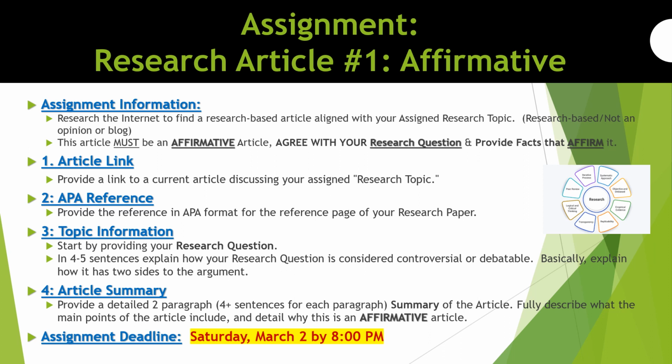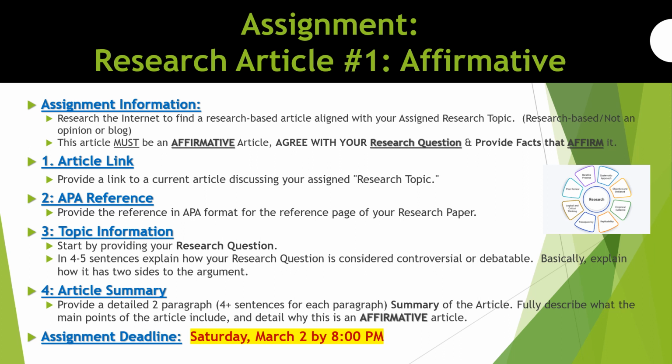And then on this one only, you won't have to do this on the negative one, in several sentences, 3 or 4 or 5 sentences, I need you to explain how your research question is considered controversial or debatable. So explain your research question and then explain how it could be positive or the affirmative side in a question, in a sentence or two, and then how some people could possibly argue the other side in a sentence or two. So I want a good solid paragraph here. Back up one side, back up the other side with why you think some people would think it's okay and some people would think it's not okay.